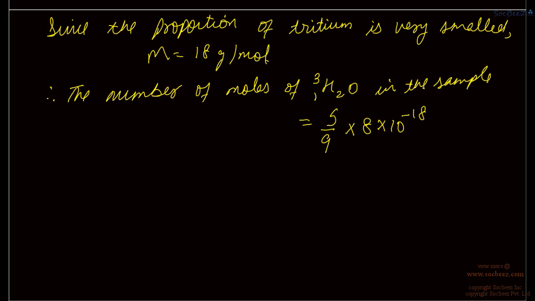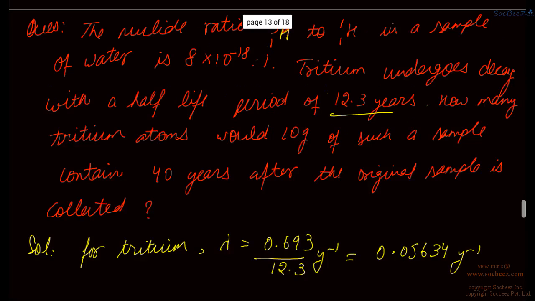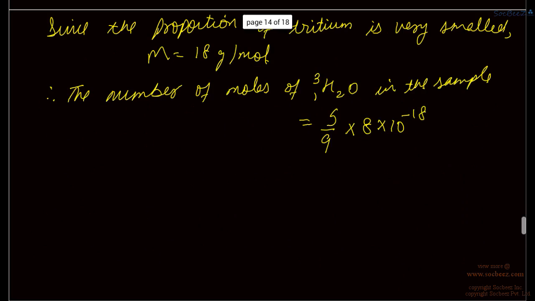So from here we can say that this equals 5 upon 9 into 8 into 10 raised to the power minus 18. Since in the question it is given to be 10 gram of such a sample, and since molecular weight is 18, 10 upon 18 comes out to be 5 upon 9. So 5 upon 9 into 8 into 10 raised to the power minus 18. So this is the number of moles.